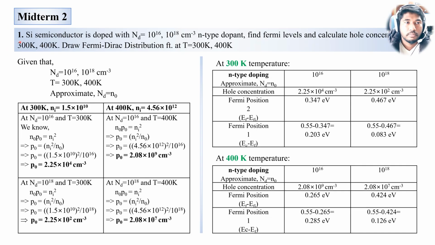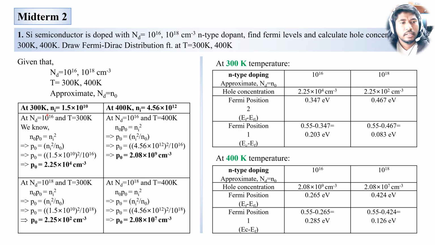And the next question is now midterm 2. The first question is a math problem, and here we have to calculate the Fermi level as well as the hole concentration, that is p naught. Given that the donor impurity concentrations are 10 to the power 16 and 10 to the power 18, and temperatures are 300K and 400K. For calculation, approximate Nd equals n naught, that is, donor impurity equals electron concentration.